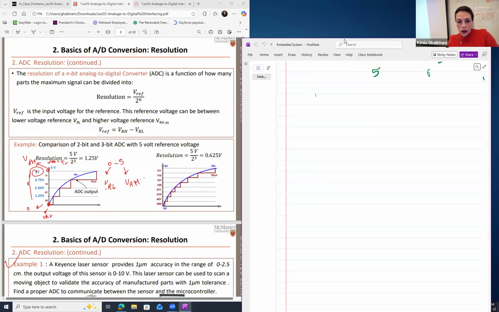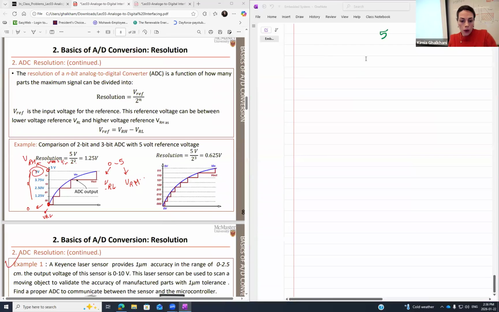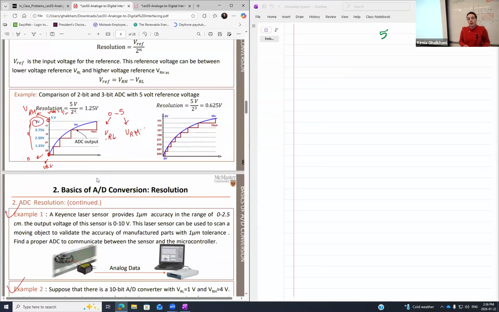So from here, we are going to continue on solving more problems. So first thing is this one. Who can tell me what's the impact of resolution on converting analog to digital?